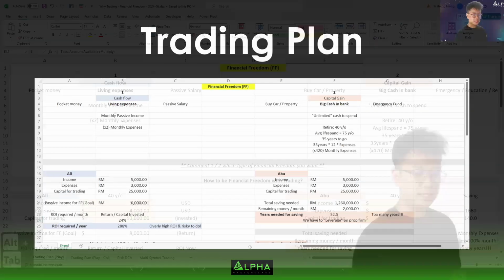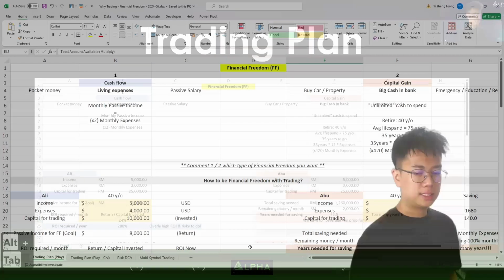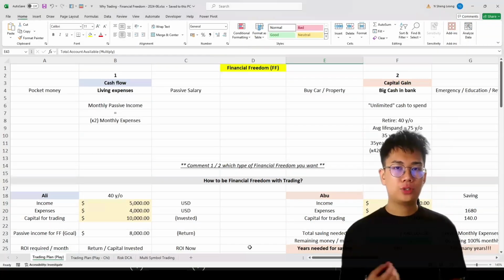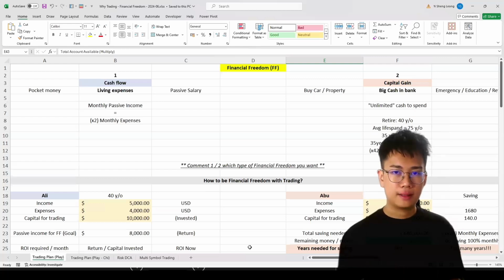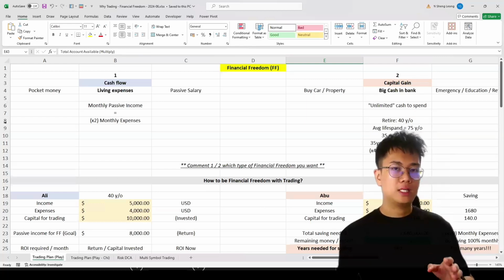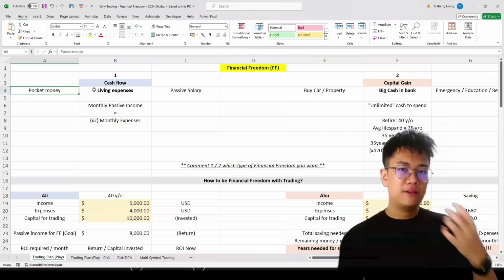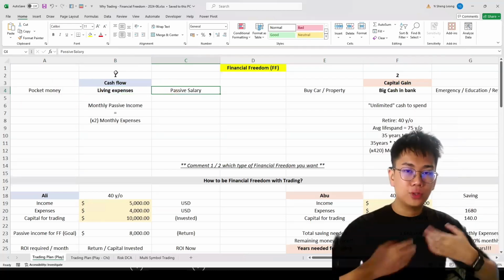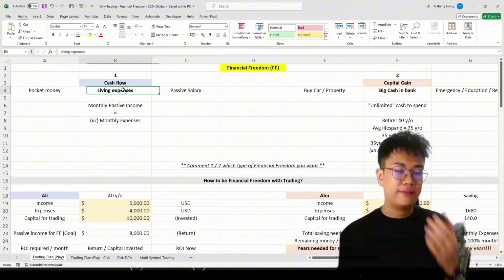In this event, let's just put it like this. Over here, the financial plan is like this. You can choose between cash flow and capital gain. Cash flow is to get pocket money, living expenses, and passive salary. That money keeps on coming to you, that you can use for living expenses.